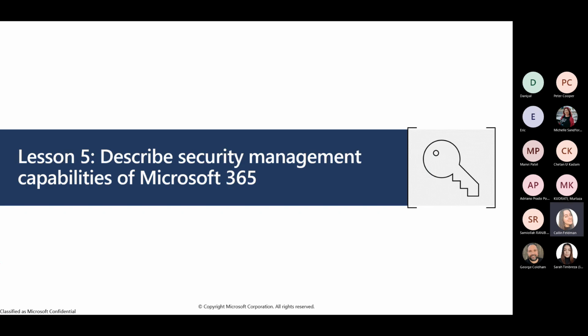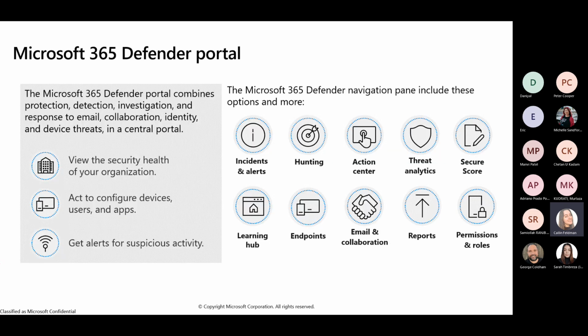So moving on to lesson 5, explaining the security capabilities of Microsoft 365. So the Microsoft 365 Defender portal, previously the Microsoft 365 Security Center, combines protection, detection, investigation, and response to email, collaboration, identities, and device threats in a central portal. So here you can view the security health of your organization, configure devices, users, and apps, and get alerts for suspicious activity. So the Microsoft Defender portal helps security admins and security operation teams manage and protect the organization.